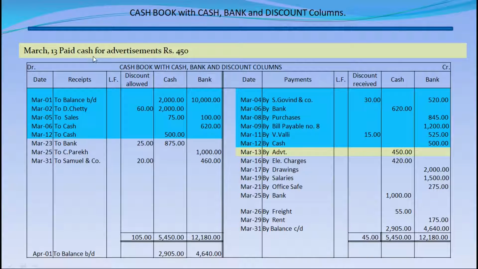March 13, paid cash for advertisements rupees 450. This is a payment again through cash. So we have to record it on the credit side, the cash column 450. This is an expense. March 13 by advertisement expenses.